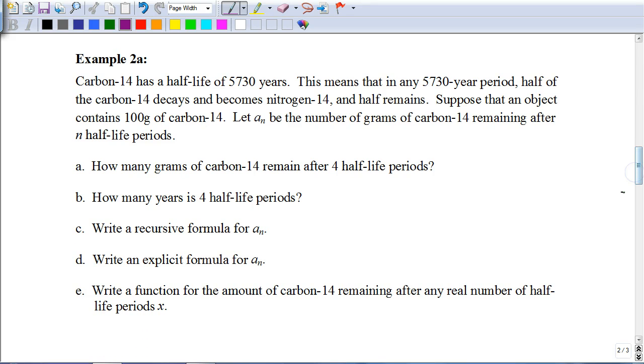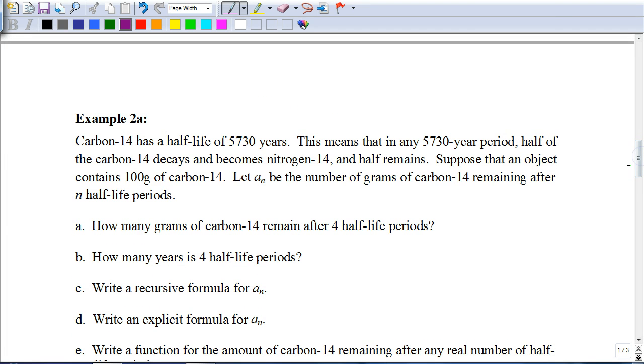Okay, let's talk about half-lives. Half-lives can be kind of confusing. This is something that's used to estimate the age of a substance. So let's write down this definition. Here's what a half-life is.